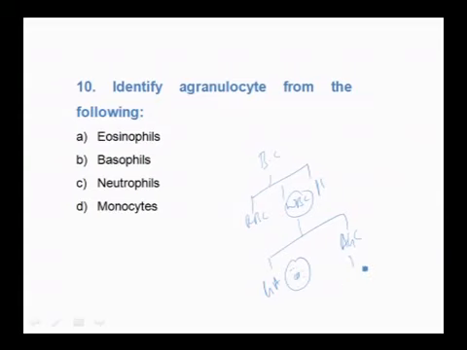Agranulocytes consist of monocytes and lymphocytes. Granulocytes are of three types: eosinophil, basophil and neutrophil. In case of agranulocytes, the cytoplasmic granules are absent. In this question, the agranulocyte is monocyte. So answer for this question is option D.